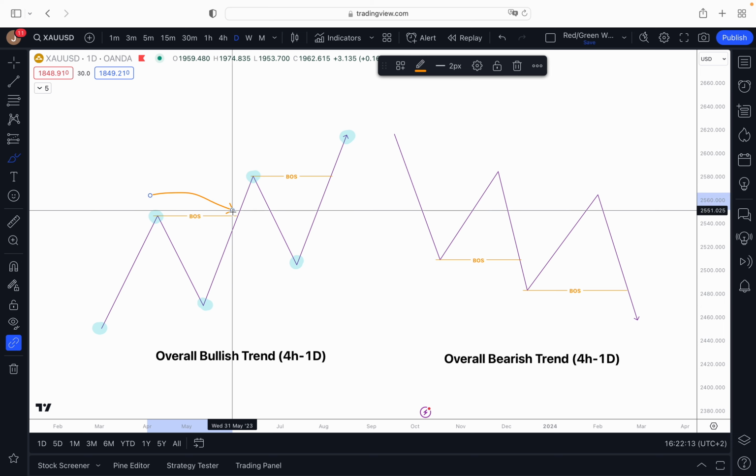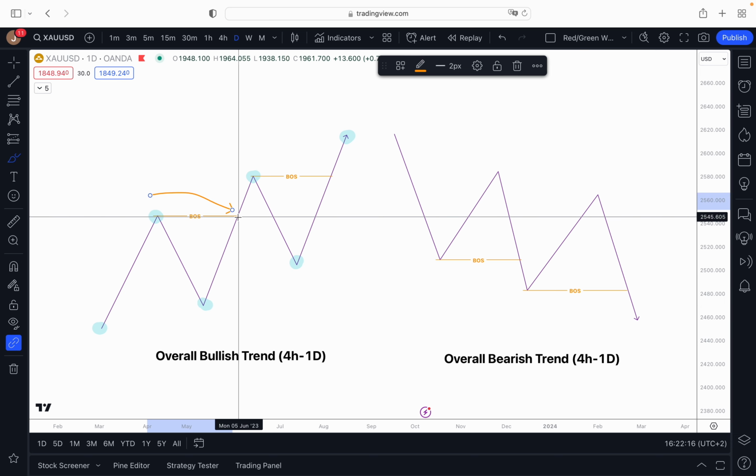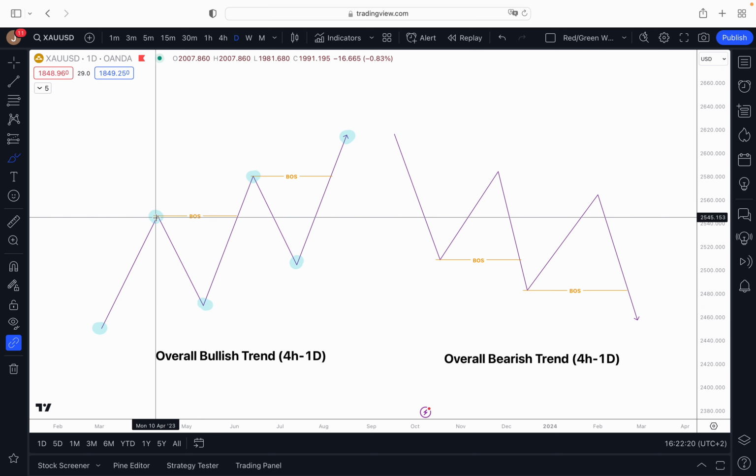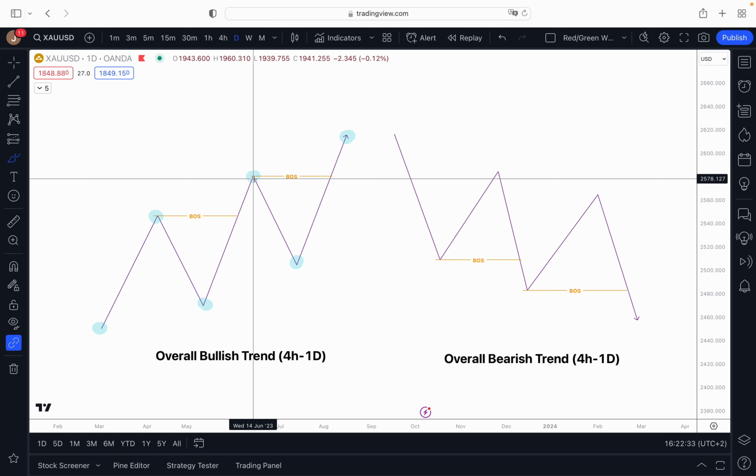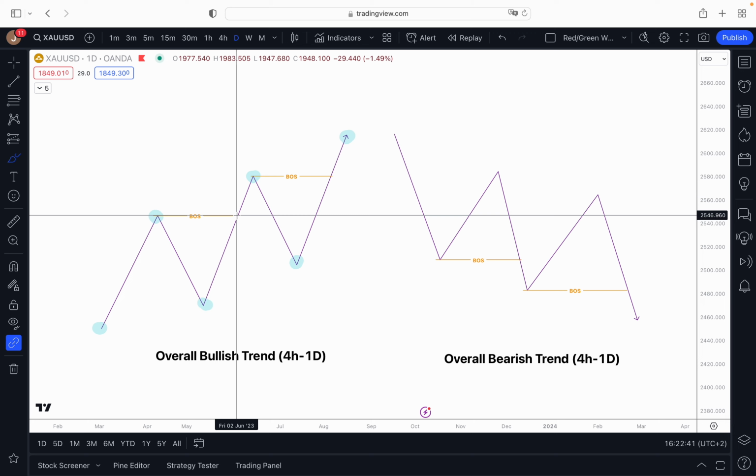And at this point right here, we saw a break of structure because we had our last high right here. And if we are breaking this last high to the upside, then we have a higher high, so we are in a bullish structure, in a bullish trend. So we have here our break of structure.